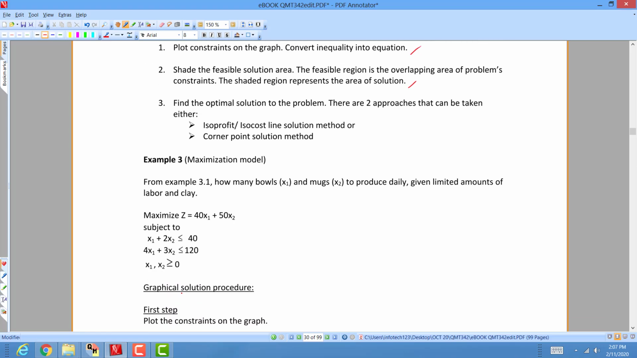Alright, example 3, maximization problem. Case example 3.1, we are using both x1 and x2 to produce daily given limited amounts of labor and clay. So this is our linear programming formulation.